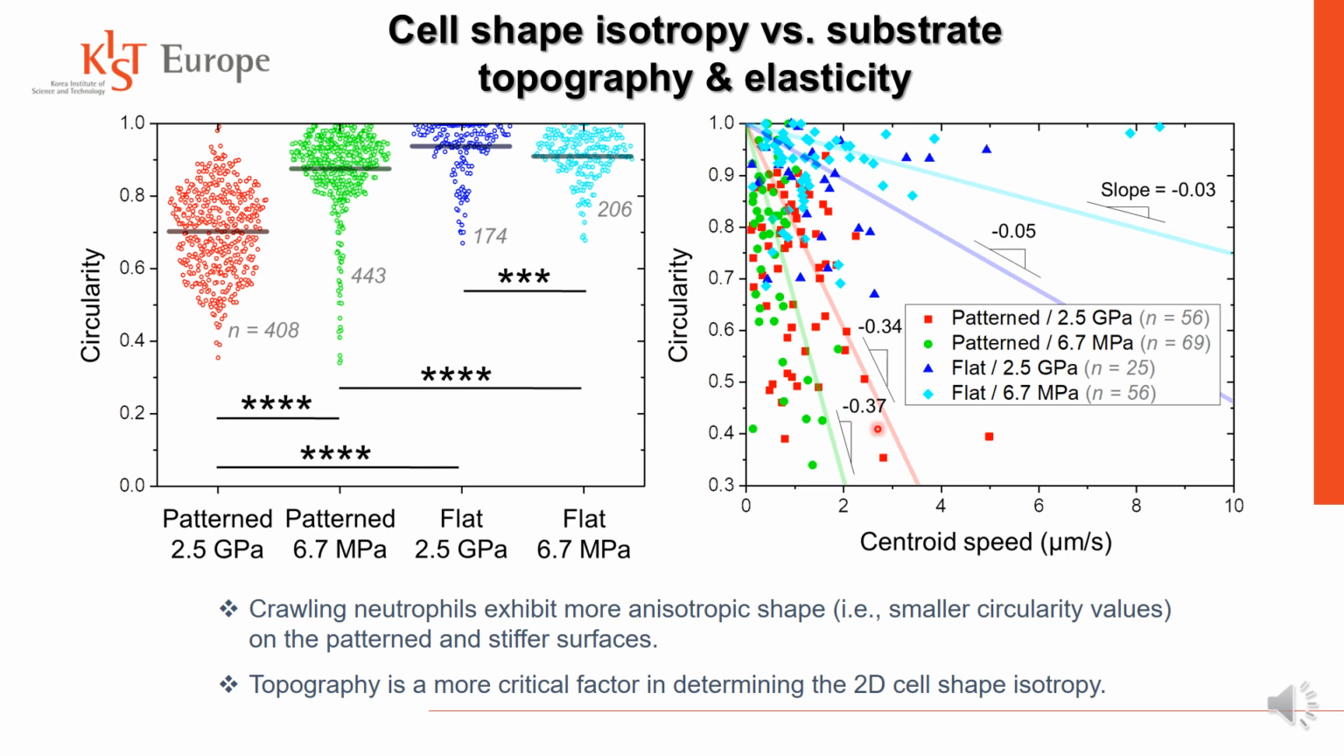Now, when we focus on the neutrophil circularity as a measure of 2D cell shape isotropy, we see that the plot of circularity versus centroid speed indicates that both variables have strong negative correlations in the order of soft patterned, stiff patterned, stiff flat, and soft flat substrate, so that the topography is the more critical factor in determining 2D cell shape isotropy.